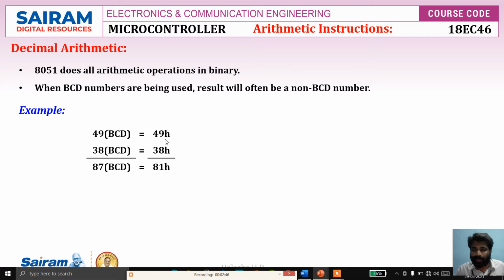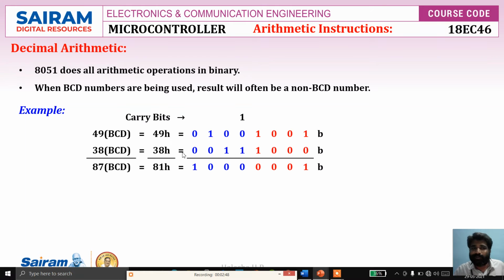In binary, 49 is written as first 4 bits 4, that is 0100, next is 9, 1001, and similarly 38, first 4 bits 0011, next 8 means 1 followed by 3 zeros. In the red color we call it the lower nibble, and in blue we call it the upper nibble.